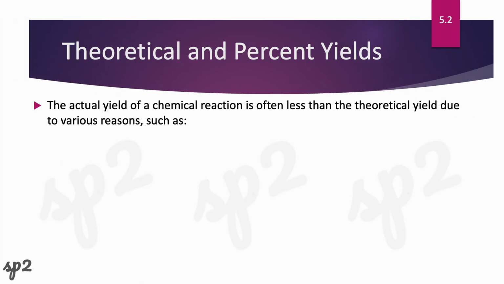So there are various reasons, and I'm just going to give you some that are very common. The first one is incomplete reactions. The reaction may not go to completion, meaning that some of the reactants remain unreacted. Another possible reason is side reactions. Other reactions may happen alongside the main reaction, producing unwanted byproducts and reducing the amount of desired product.